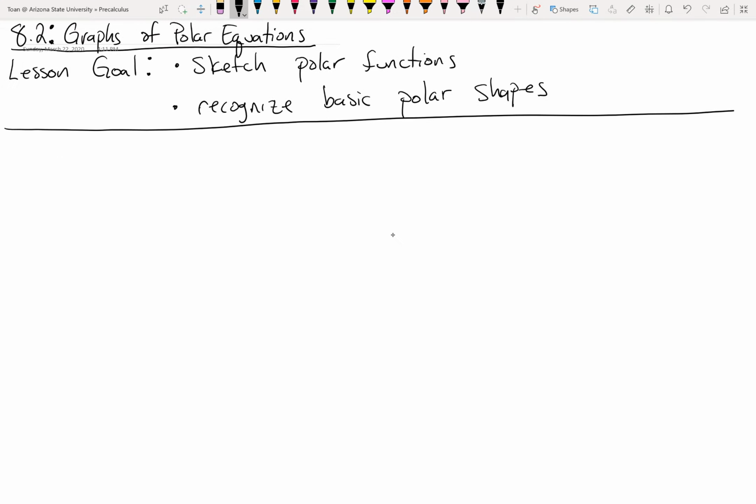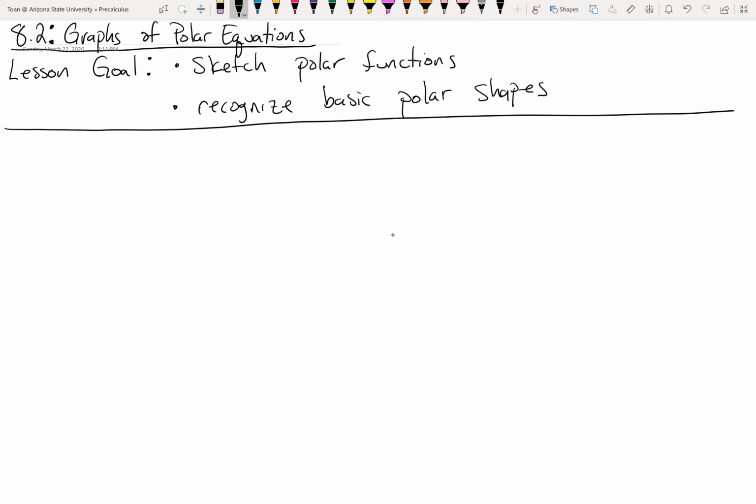So in 8.1, we spent time talking about what polar coordinates are and how to convert from polar to rectangular, the idea that polar coordinates are just a way to describe location based upon amount of rotation and distance traveled. Today we're going to take a look at what these polar equations look like when you actually graph them.